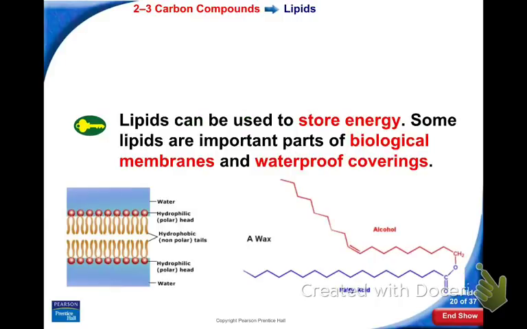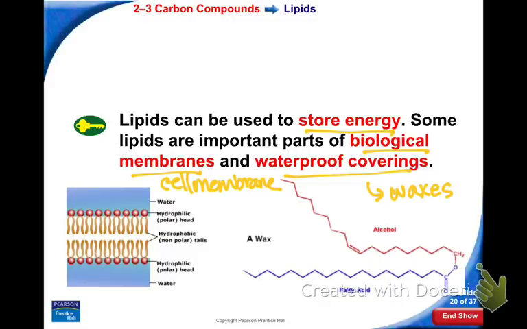Lipids are used to store energy. So, unlike a carbohydrate, which gets used up as an energy source right away, lipids are used to store energy. They make up biological membranes, which means the cell membrane, and waterproof coverings like wax on a bird's feathers, or oils. There are frogs that secrete a lipid and wipe it all over their bodies to help them not dry out when they're out of water.